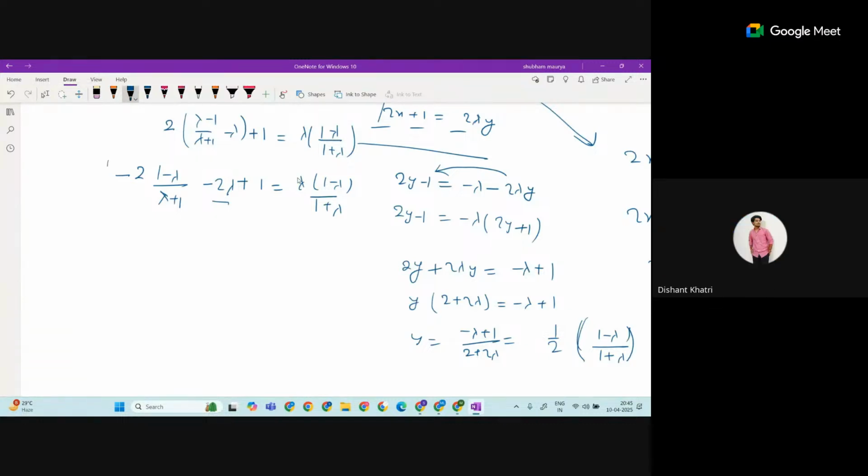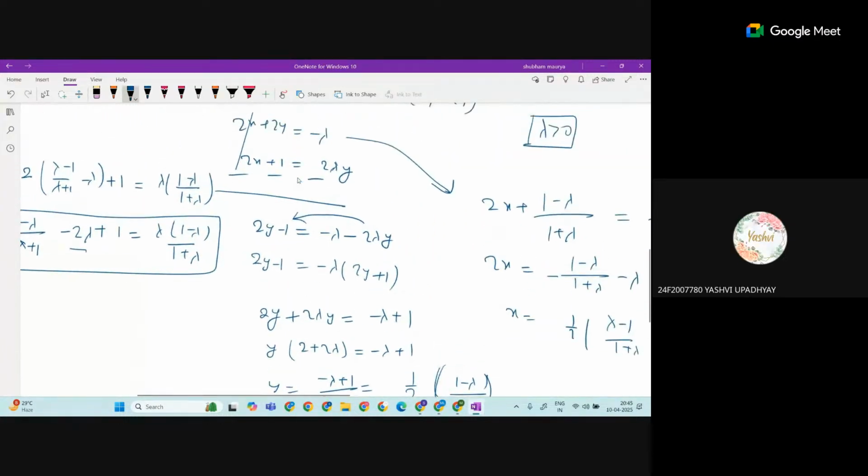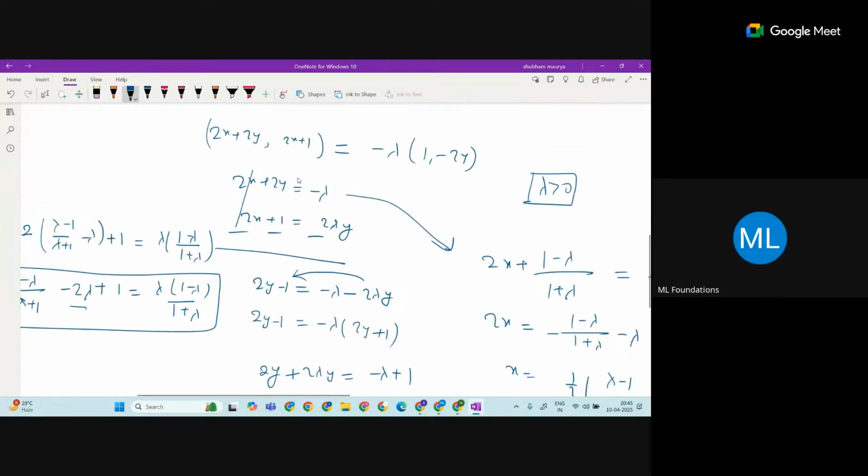Sir, if we solve this equation, can we put x and y in the constant lambda equation? Solve lambda square plus 2 lambda minus 1 and put it in the third equation, because 3 equations are required. No, we have only 2 equations. The third equation is the inequality constraint.